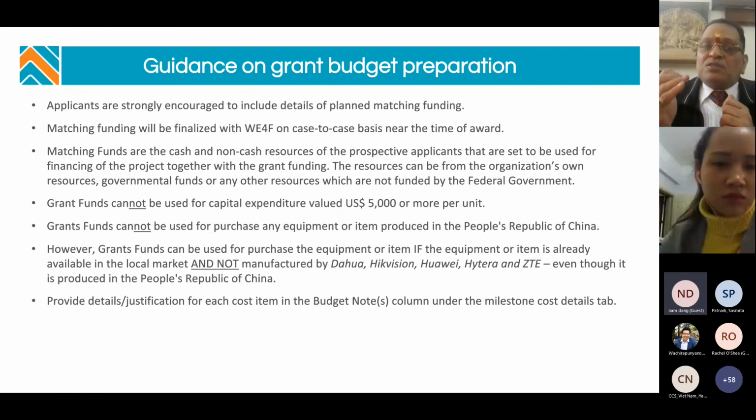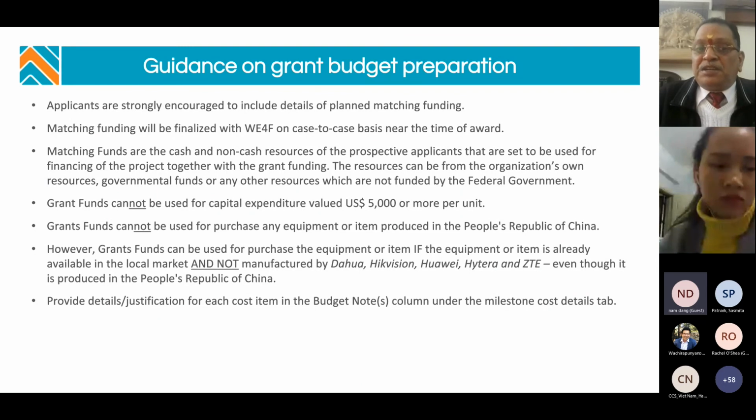So this $20,000 which you are showing as cost contribution or matching funding can be your own resources, or funding from any other governmental or donor projects except the federal government projects. So this is about the matching funds, and please note these grant funds of these projects cannot be used for capital expenditure valued $5,000 or more per unit.